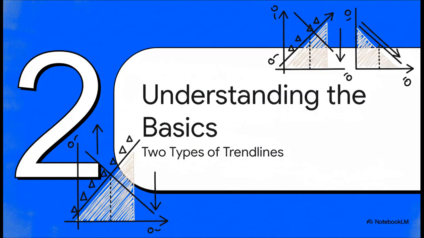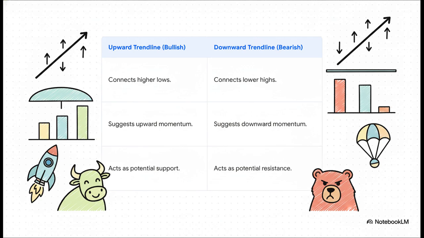So, first things first, let's break down the two fundamental types of trend lines you're going to see every single day. Think of it like this. An upward or bullish trend line connects a series of higher lows. It acts like a rising floor, kind of bouncing the price higher each time. On the flip side, a downward or bearish trend line connects a series of lower highs. That's like a descending ceiling, pushing the price down.